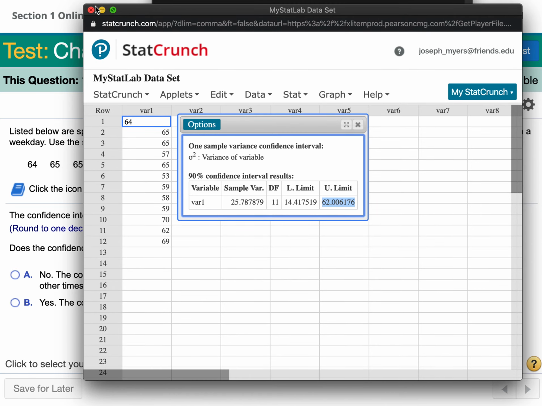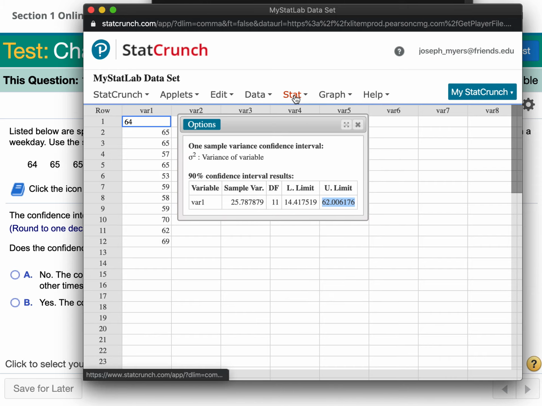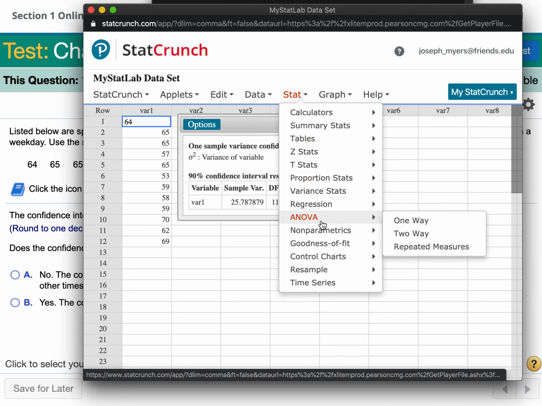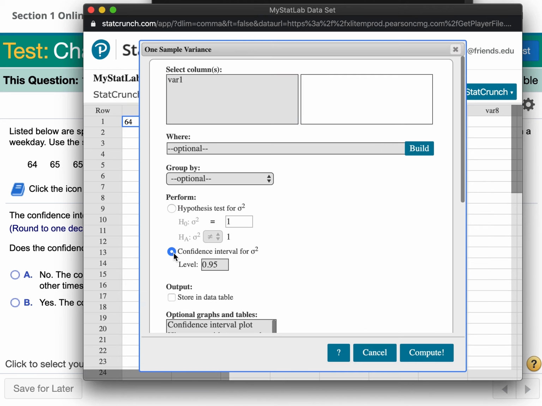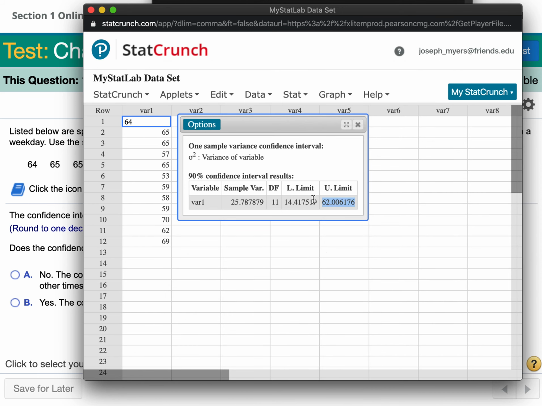So the quick and fast way of doing this question on your test is to just simply open the data in StatCrunch and then click on Stats, Variance Stats, One Sample with Data, and then just do a confidence interval. Set the confidence level to the same confidence level that's given to you in your problem. Then click Compute, and then you just take the square root of the two answers that you have.